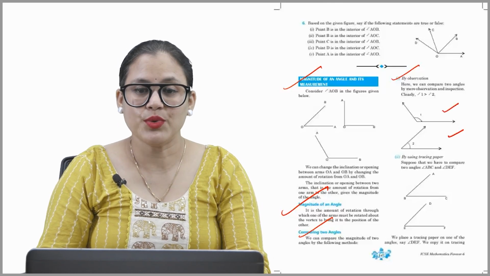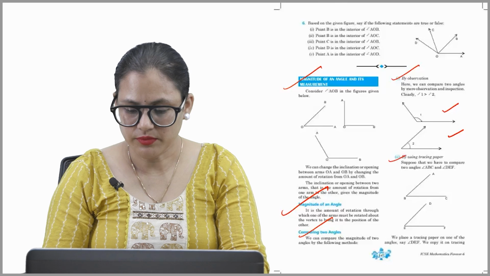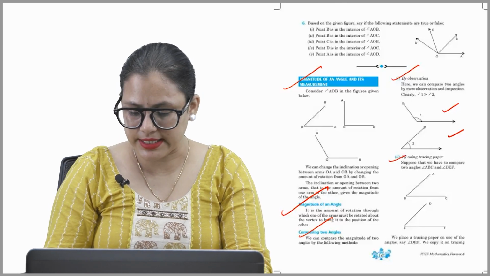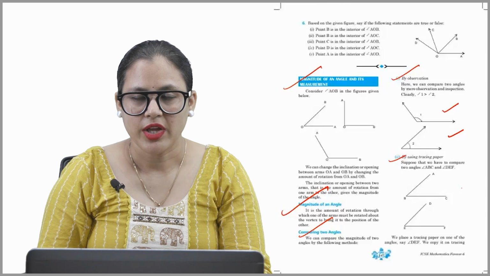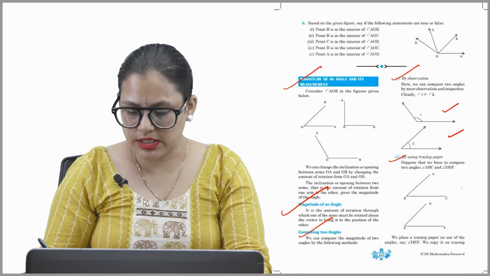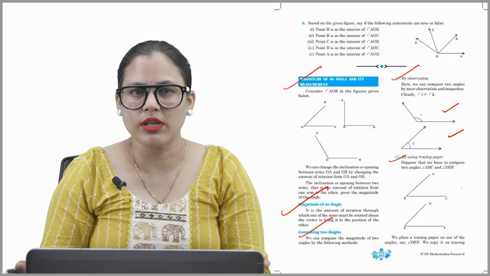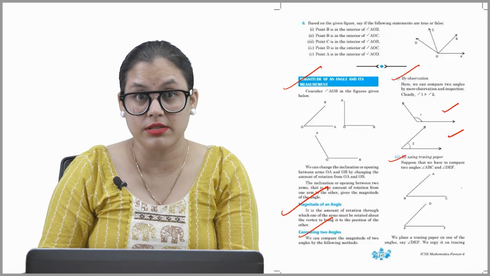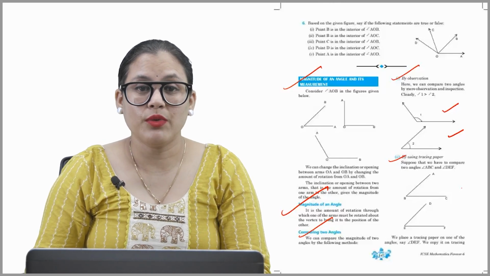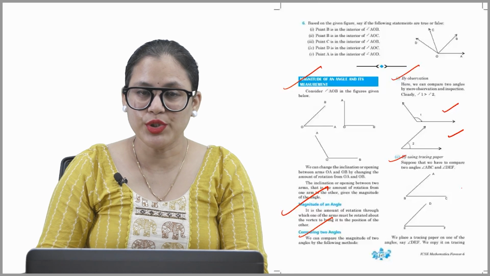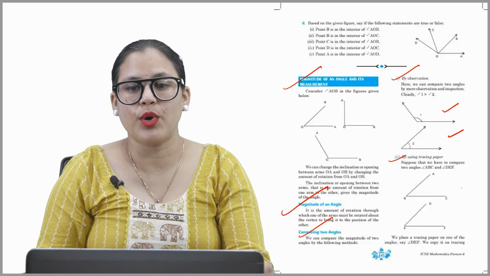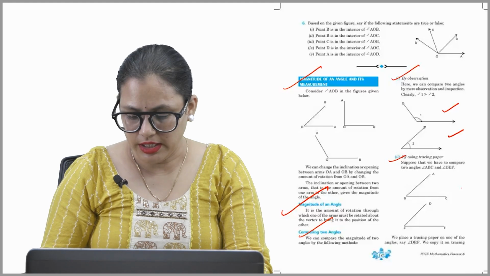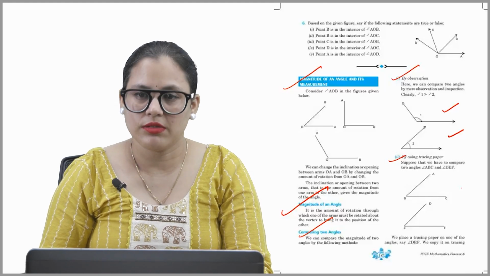Number 2 is by using tracing paper. Suppose that we have to compare two angles, angle ABC and angle DEF. Okay. So looking at a glance, we see that both are looking equal, but maybe there is a slight difference. So that's why we will use a tracing paper. What will you do? We place a tracing paper on one of the angles, say DEF. We can take any angle, either DEF or angle ABC, right?